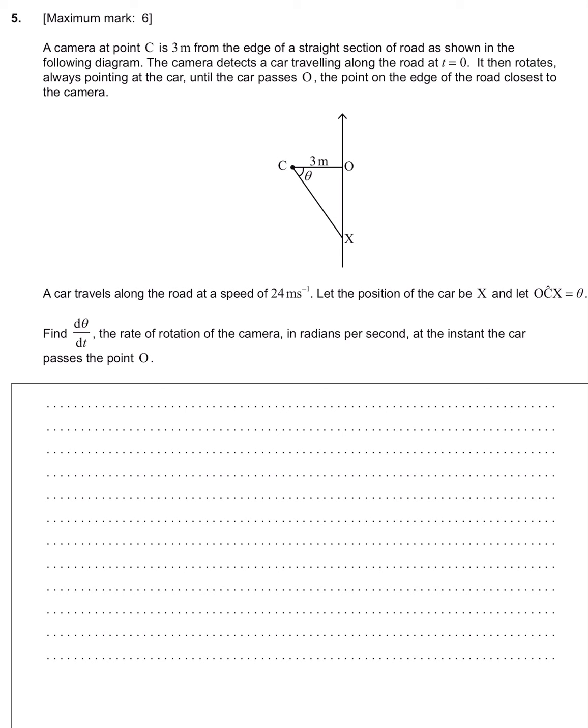It then rotates, always pointing at the car. Sure, it's following the car, which is going this way, until the car passes O, the point on the edge of the road closest to the camera. Cool. So that means that this right here is a 90-degree angle.